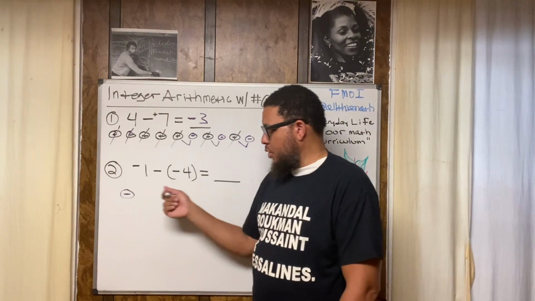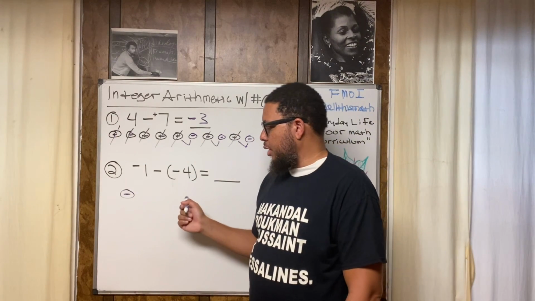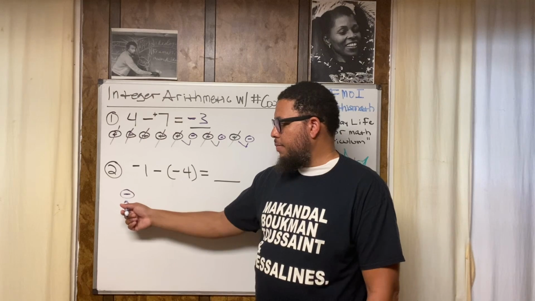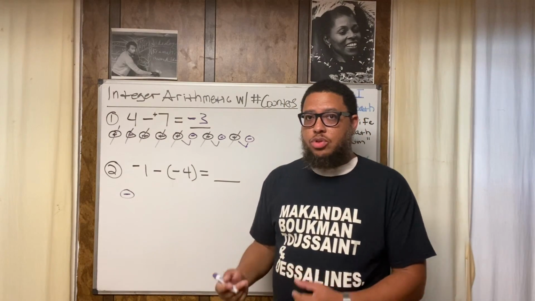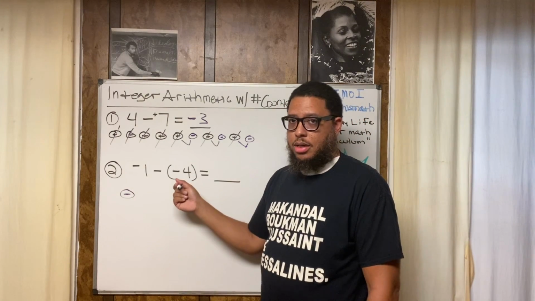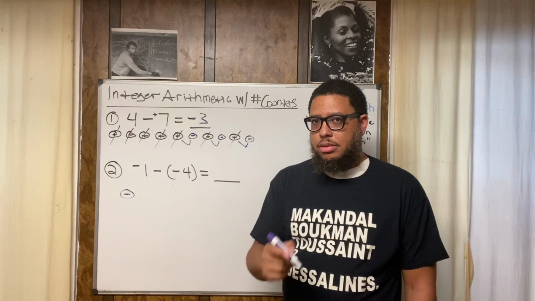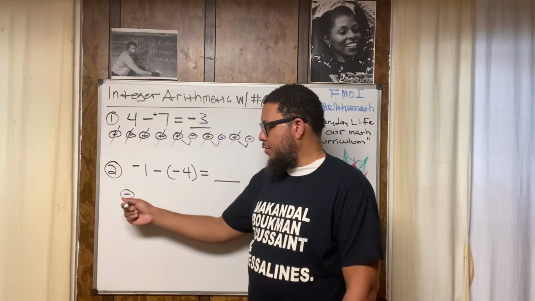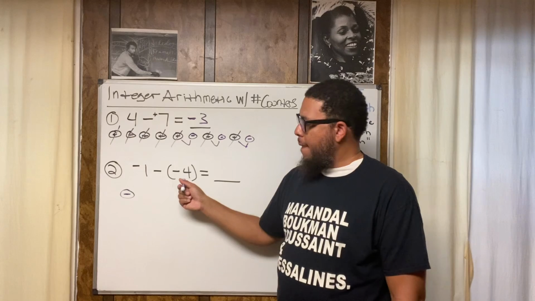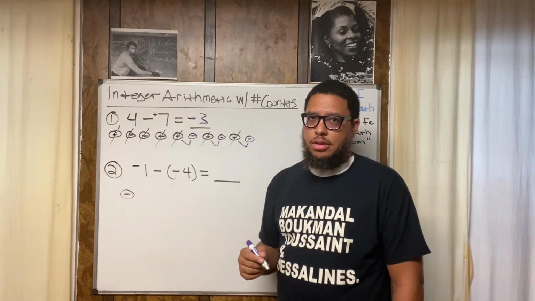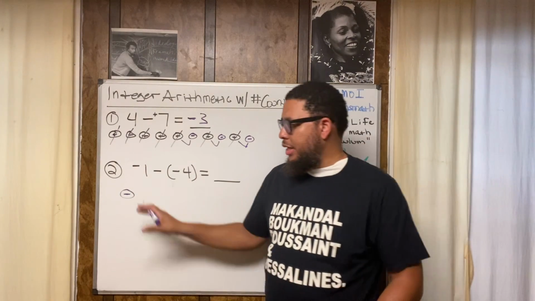I don't have 4 to take away. I only got negative 1. So how many negatives do I need so that I have 4 to take away? I need 3 more, right? Because if I got 1, I need 4 to take away. I need 3 more. But I can't just put 3 negatives.